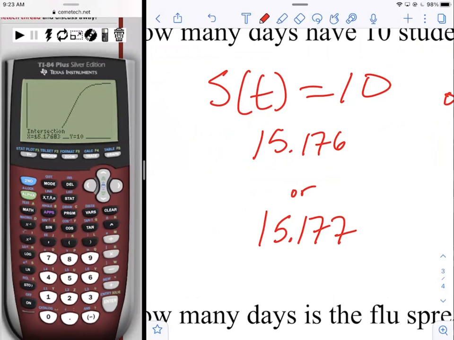Am I getting full credit for this? No. What are these values? Are these S values or T values? T values? Those are T values. So you put S of T equals 10, and then underneath there, you put T equals and T equals.